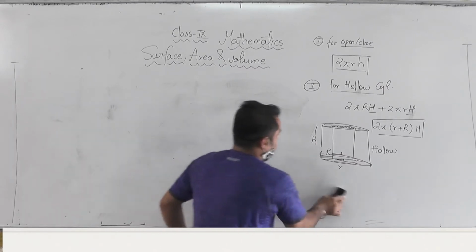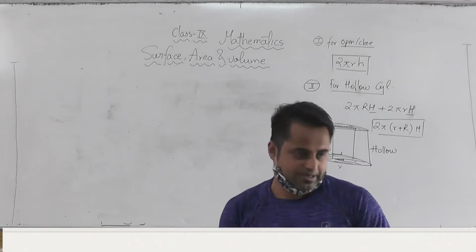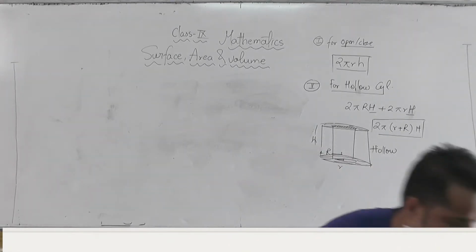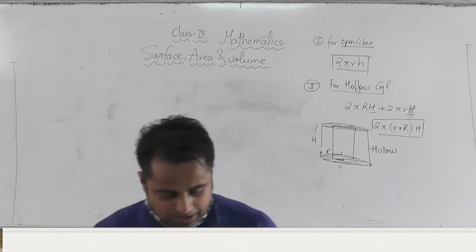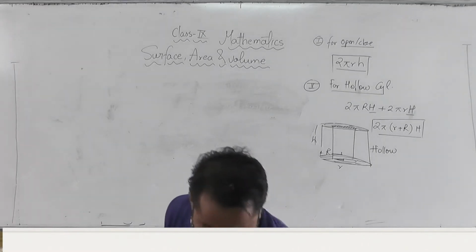Now see, questions come directly or indirectly. There are two aspects of asking questions. First question: the CSA of a right circular cylinder is 4.4 meters square. You have to find the radius of the base of the cylinder, which is 0.7. You need to find the height.